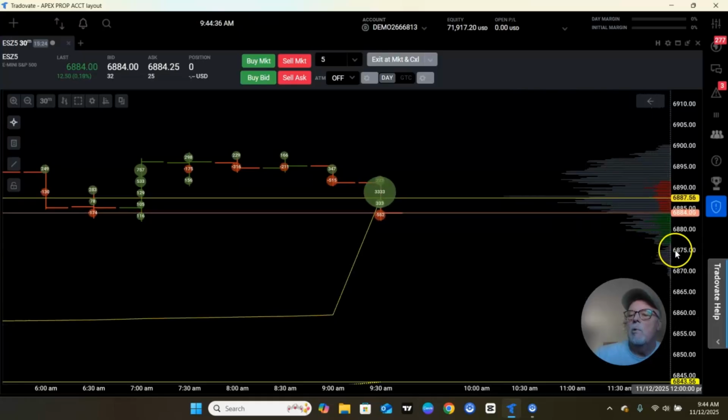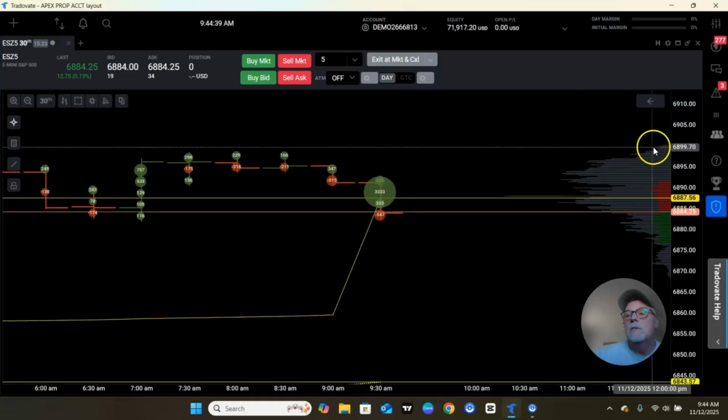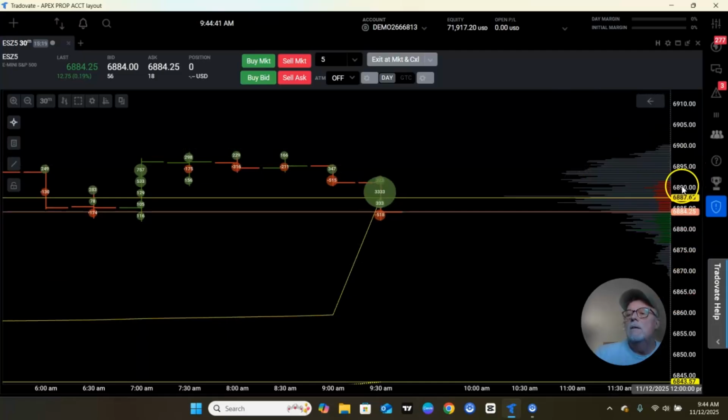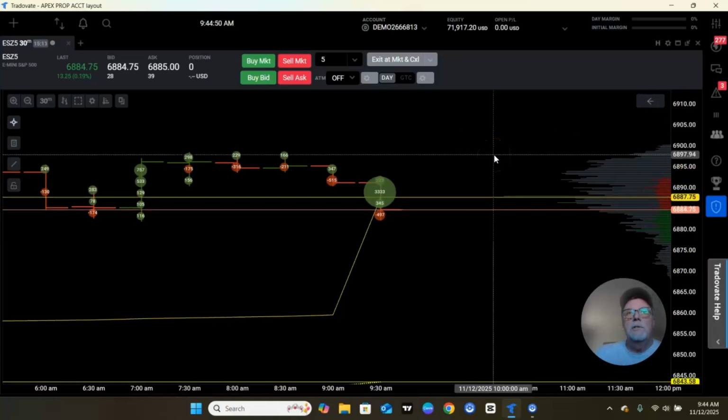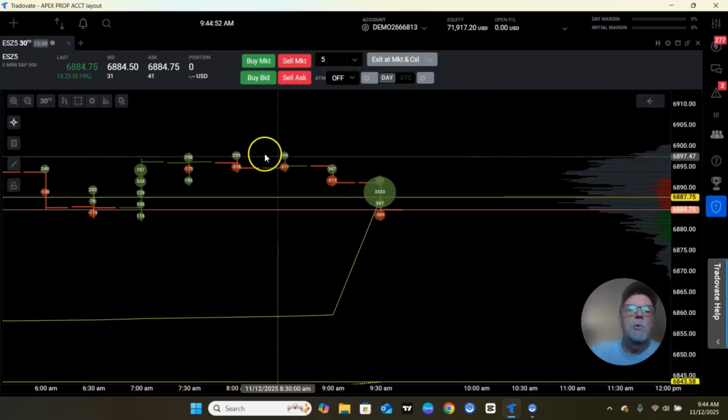These are very important levels. These even number levels, 100 levels, like 800, 900, 7,000. Those levels where the big players are more than likely sitting.